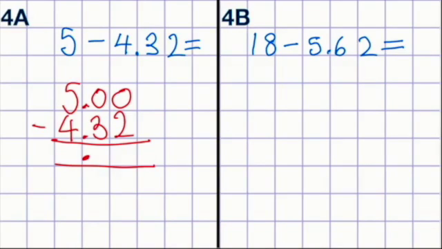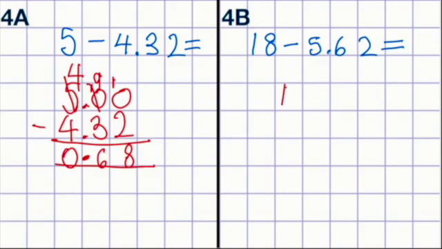So 0 subtract 2 we can't do, and we can't go next door to take 1 because next door is 0. So we go to here and we make that 4. Now we make this 10. Cross, make it 9, make it 10. 10 subtract 2 is 8. 9 subtract 3 is 6. 4 subtract 4 is 0. So the answer is 0.68.